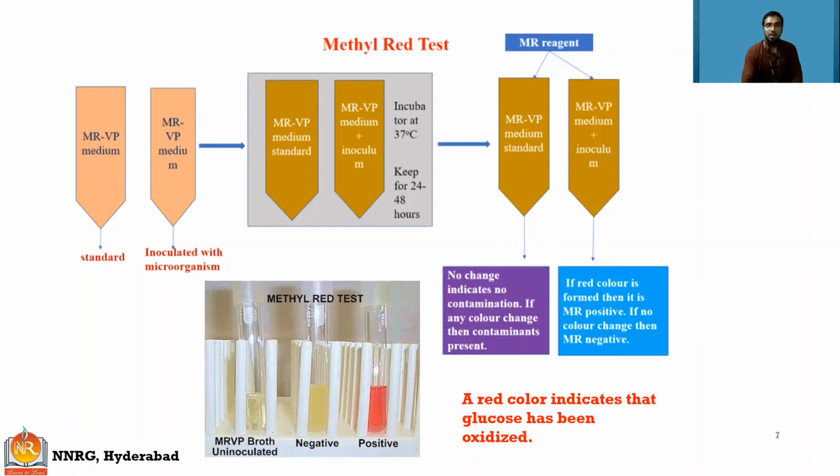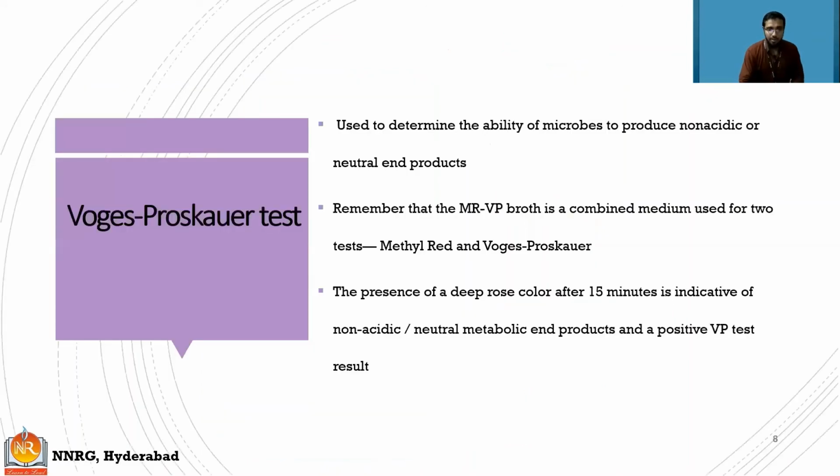It means the glucose molecule present, which has an aldehyde, will be oxidized to form acid. This formation of acid is resulting in decreasing the pH below 4.4. As a result, we get red color. Methyl red's property is to form red color at lower pH. So this was our methyl red test, and moving on to the Voges-Proskauer test.